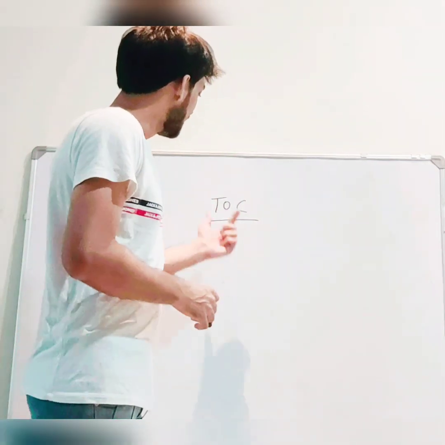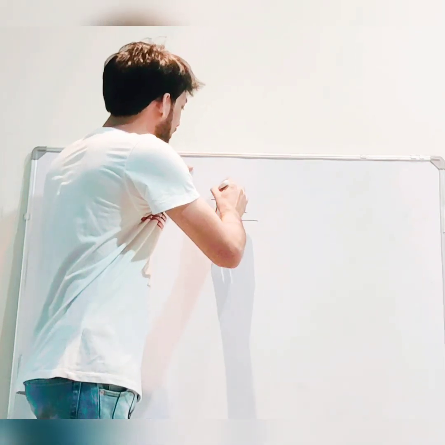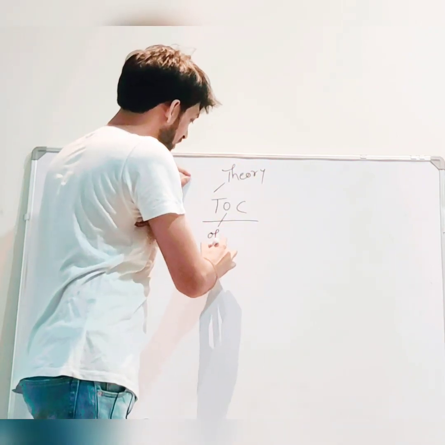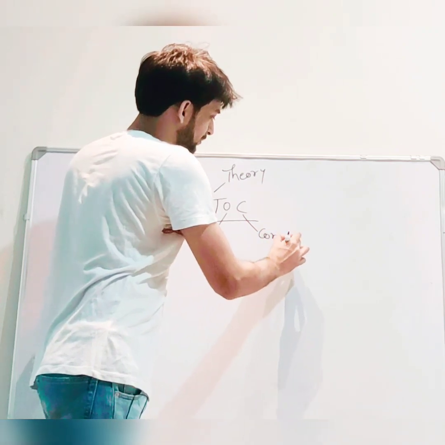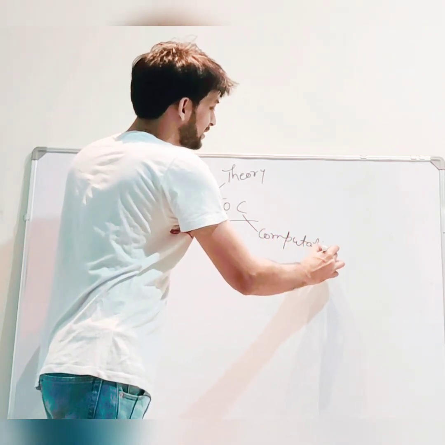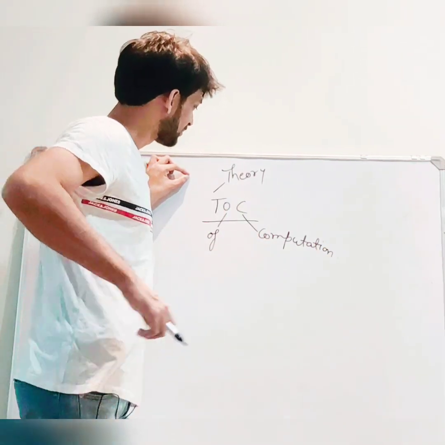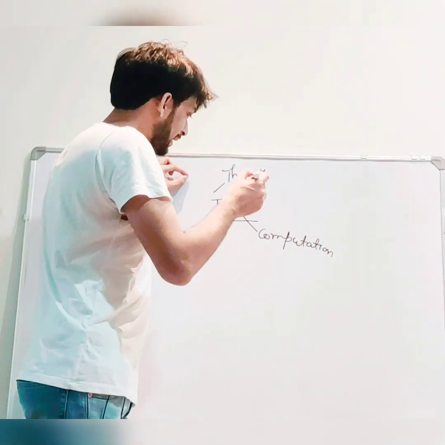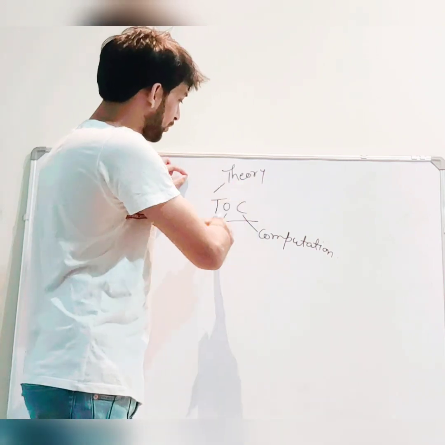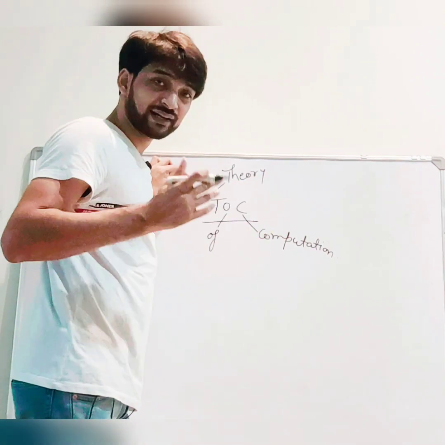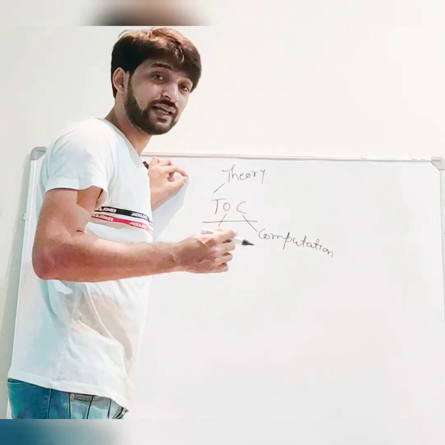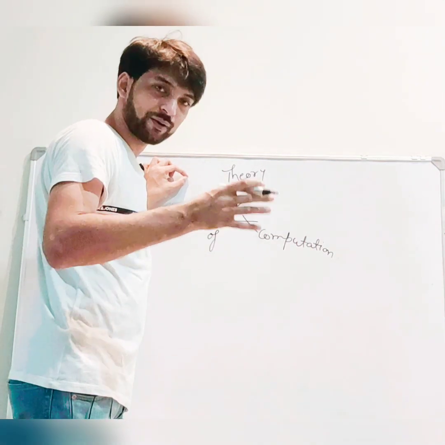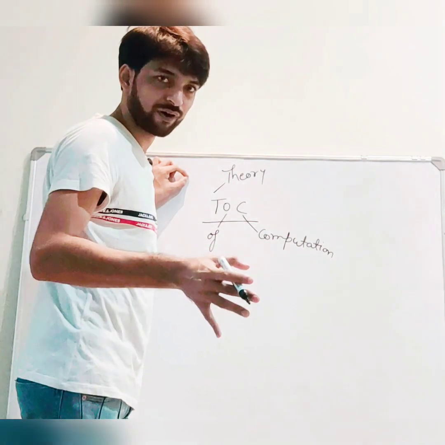So TOC means theory. T means theory, O means of, and C means computation. By this name, you might be thinking that this subject is something about computation. But in the GATE exam, although it is the theory of computation, they rarely ask any theory about this subject. They mainly focus on problem solving questions. So I am going to do a lot of problems on this subject.